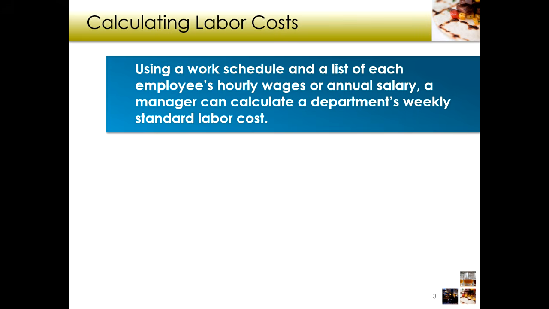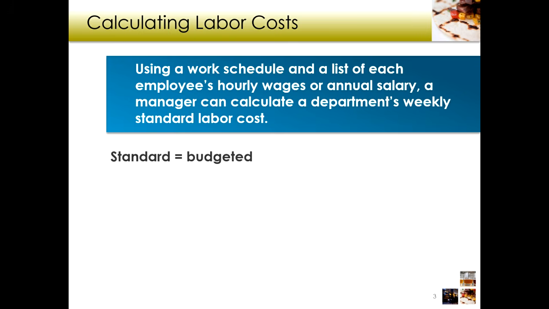So when you're using a work schedule and a list of each employee's hourly wage or annual salary, a manager can calculate a department's weekly standard labor cost. So using the schedule, we can calculate how much we are going to spend that week if everybody works the hours that are on the schedule. And we call that standard because that's what we've budgeted. When we built that schedule, that's what the plan was. That's what the budget was. Everybody's going to work these shifts for this many hours. They get paid this much. We know what that schedule is going to cost us, right?